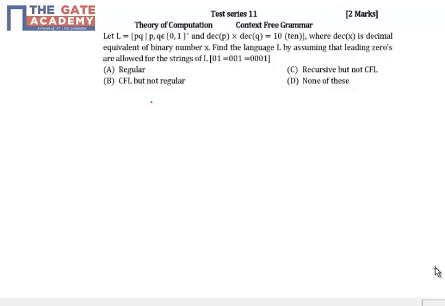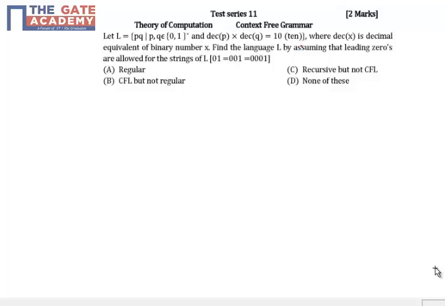In the question, we are told that the language accepts strings of type PQ, where decimal of P multiplied by decimal of Q is equal to 10. That means the decimal representation of P and the decimal representation of Q must be a factor of 10. As we know, there are only 4 factors of 10 possible and they are 1, 2, 5 and 10. So let us first find the binary representation of these factors.